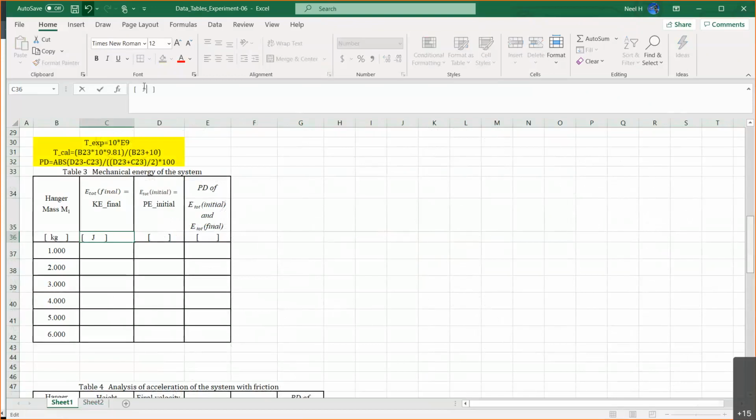So this can be units joule. Because of that, potential energy also has units joule. There's no difference at all.